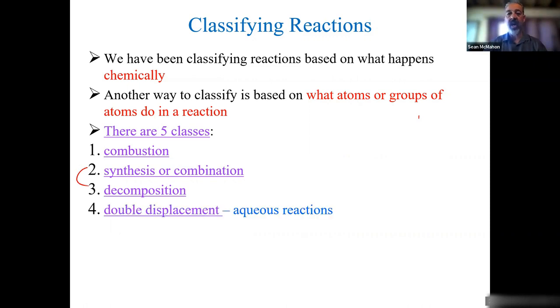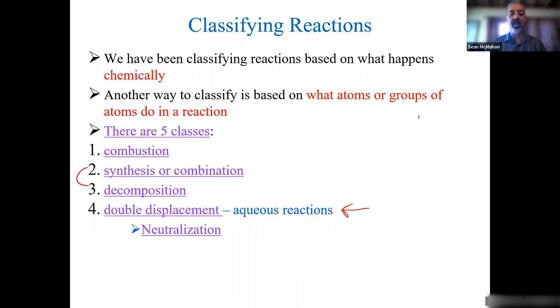Double displacement, I put on the side here aqueous reactions. Why? Books tend to talk about many reactions separately, and it gets kind of overwhelming. So a lot of times they'll classify things as precipitation reactions, gas evolution reactions, aqueous reactions, redox or oxidation reduction reactions. What I'm telling you is, if you know the 5 basic types, you'll see that the 5 basic types are more specific than just saying aqueous reactions.